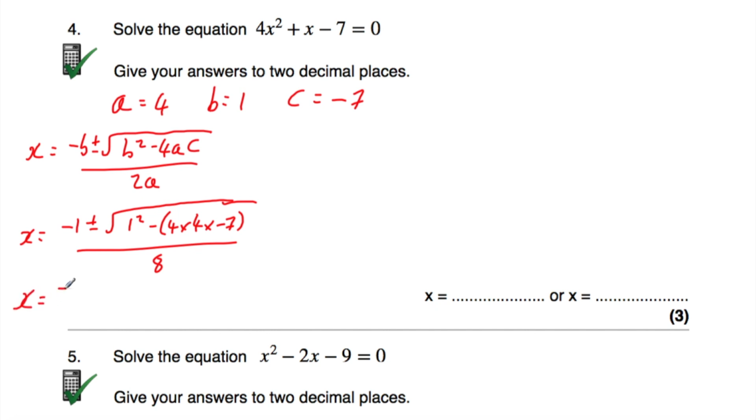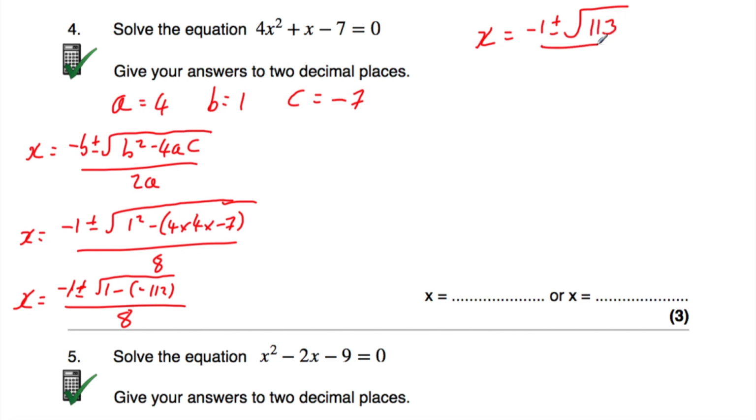So x is equal to negative 1 plus or minus, now let's focus on the bit under the square root sign. We've got 1 squared, that's 1. And then we've got minus, and let's work out what's inside the bracket. 4 times negative 7. Well, 4 times negative 7 is equal to negative 112. And then close brackets, all divided by 8. So we've now got that x is equal to negative 1 plus or minus the square root of 1 minus 112 over 8. So let's just simplify what's under the square root sign. So we've got x is equal to negative 1 plus or minus the square root of. Now 1 minus 112, that means we're going to add 112, so that's 113 over 8.